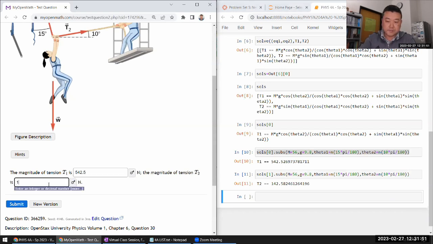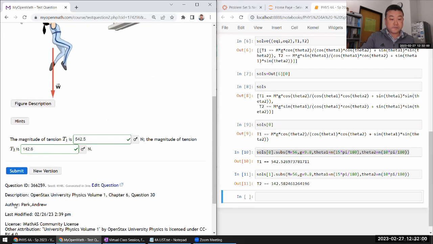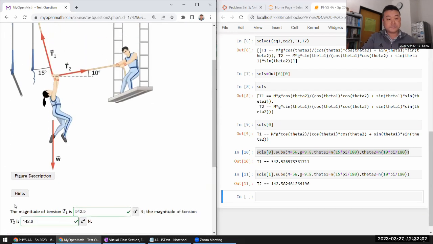So let's see if it works. 542.5 and 142.6, and it agrees within 1% tolerance. So I didn't actually need that fourth digit. Three significant figures should be enough. So yeah, that's the correct answer.